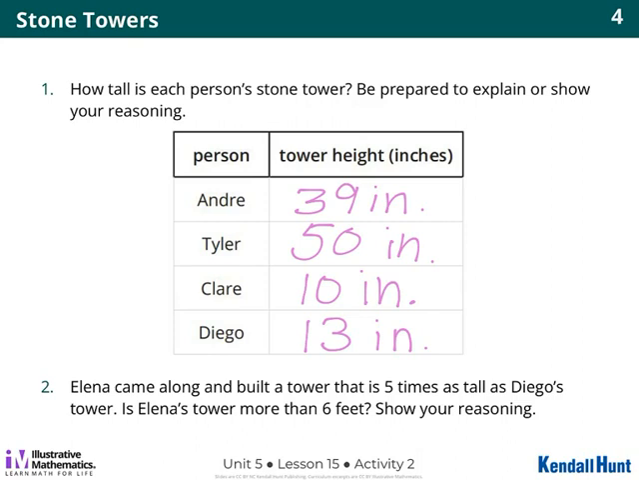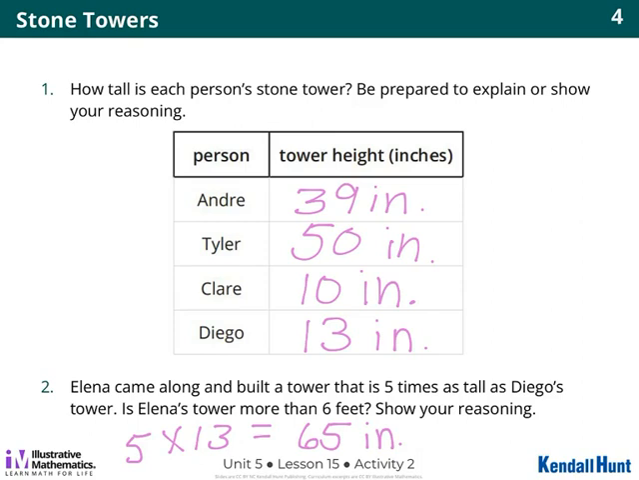Elena came along and built a tower 5 times as tall as Diego's. Is her tower more than 6 feet? So tell me, how tall is her tower? And then if it's more than 6 feet. Okay, Madeline. Okay, Jace? Yes. How tall is her tower? 65 inches. Okay, so to get that, did you do 5 times 13? Yep. And you got 65 inches? Mm-hmm. Okay.